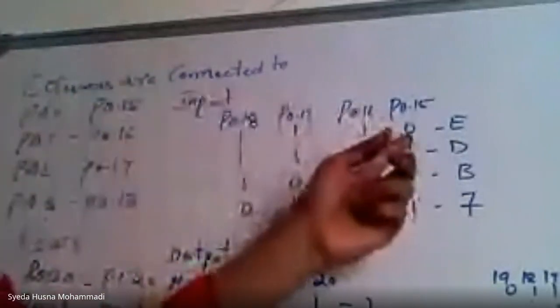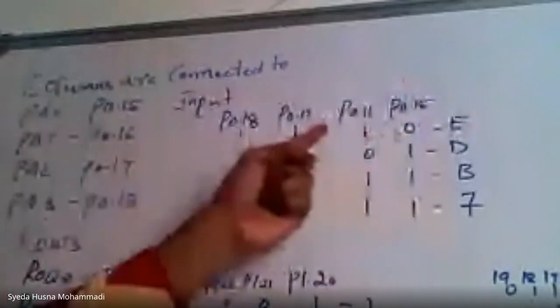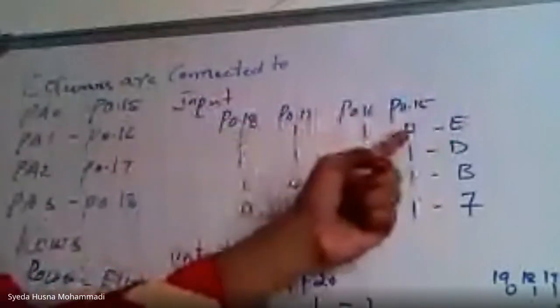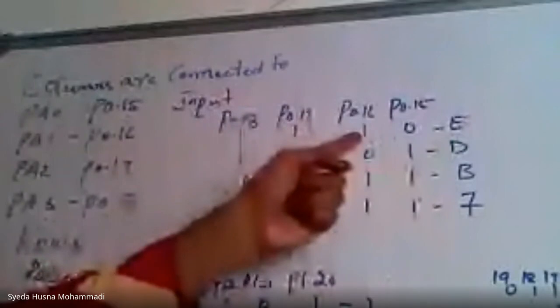So place the value 0 on port 0 pin number 15, one column at a time. Rest all values will become 1. So 1, 1, 1, 0. We all know that 1, 1, 1, 0 is nothing but 14. 14 in hexa is nothing but E.